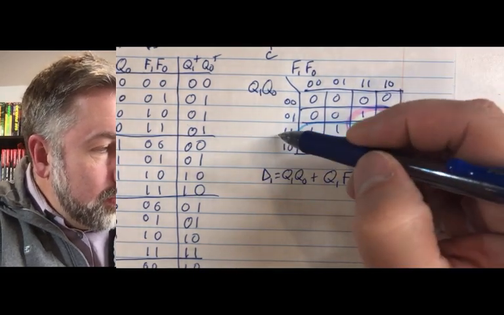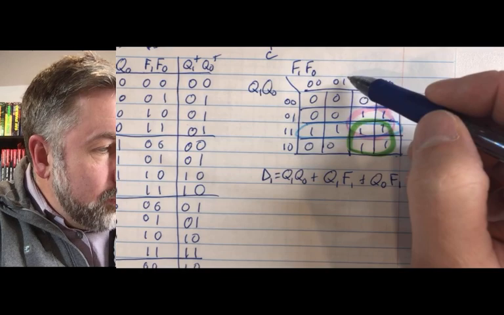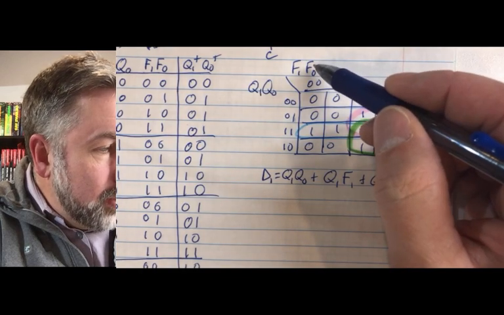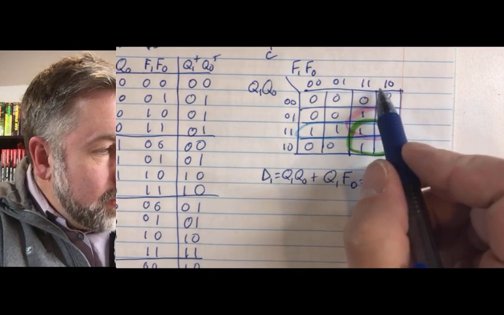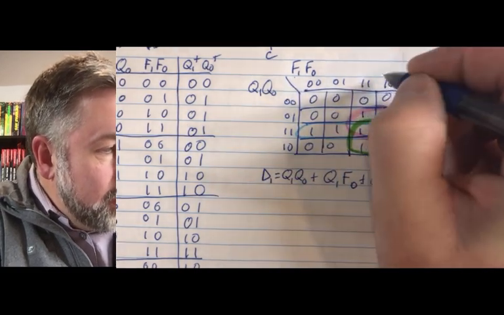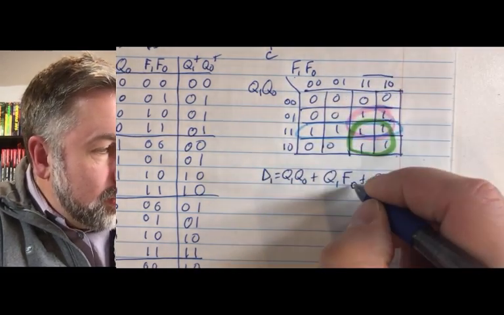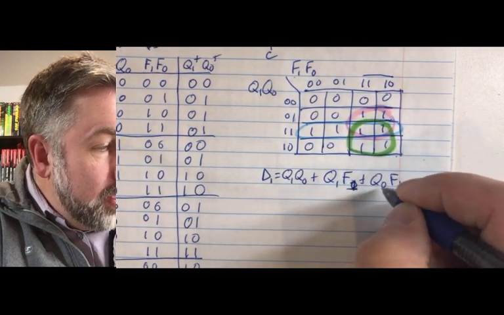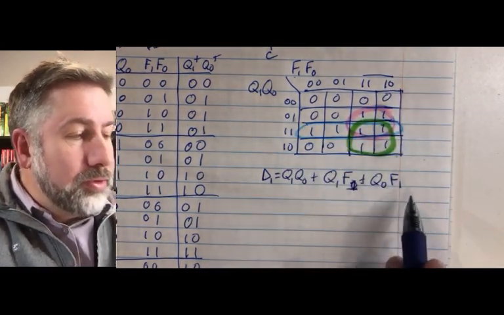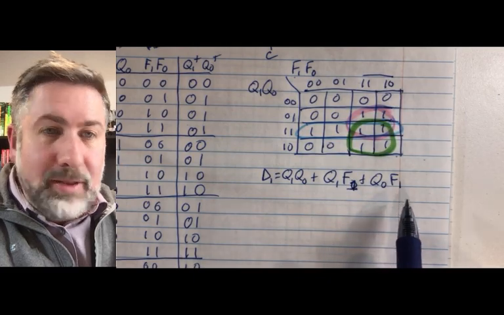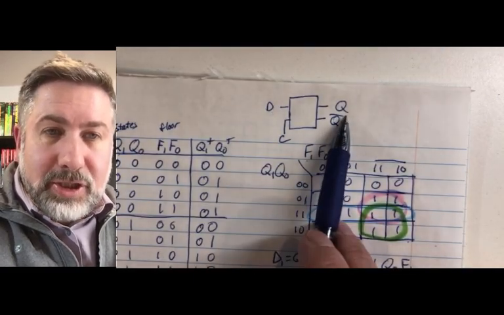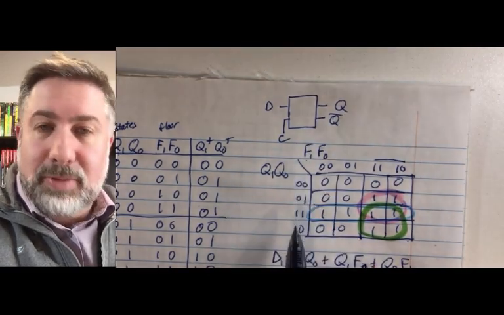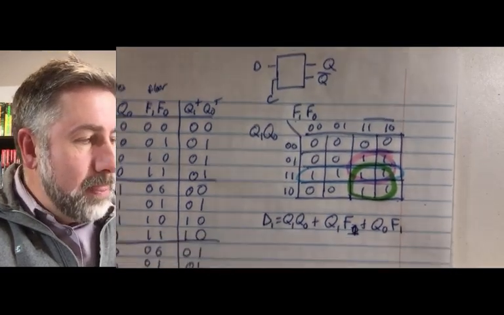Q1 is here, and F1 is, oh, no, I did it wrong. These are F0s. Q1, F0. Oh, no, that's right. F1 is here. This is F1. These two are F1. So that's correct as the first time. Q1, F1, and then Q0, F1. So those are the 3 AND terms that make up the input to this flip-flop as a function of the current state of it and its partner flip-flop and the 2 inputs.